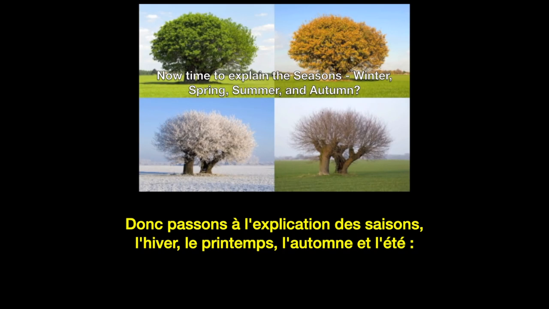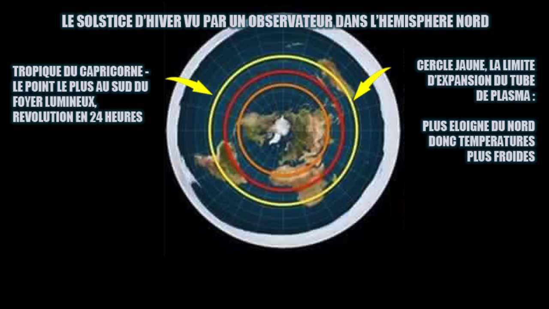Now time to explain the seasons: winter, spring, summer, and autumn. The winter solstice from an observer in the northern hemisphere. Winter solstice, blue line, Tropic of Capricorn, furthest south daily revolution of focal point of light. Plasma tube greatest limit of expansion, furthest away from north, coldest winter temps.